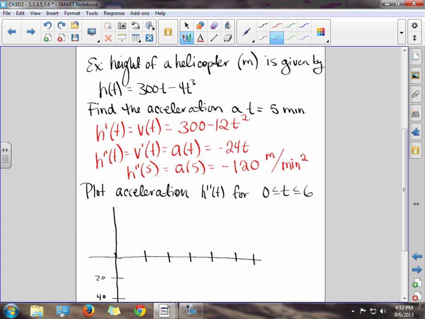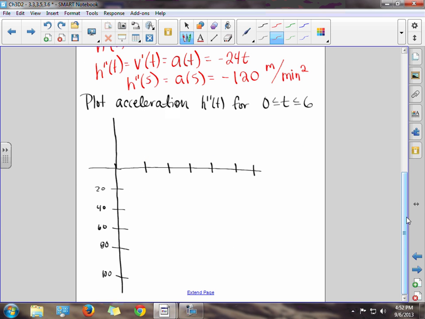So let's see if we could plot the acceleration, or just kind of an idea of our graph for acceleration between 0 and 6. I didn't label this, so let's label this. Here, remember, is my formula for acceleration. It's just linear. It's going to have a slope of negative 24, y-intercept of 0. So it's going to look something like this, from 0 to 6. That's my guesstimate, right?